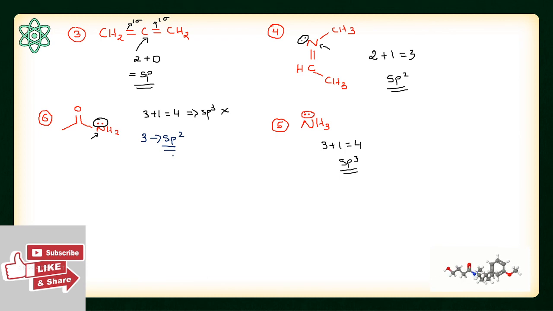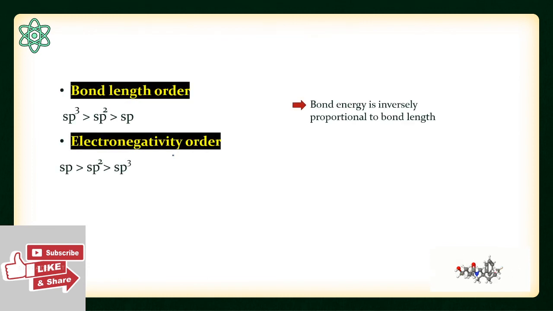So now let us look at some important points. The first point is bond length order. Bond length order, it's very important. sp hybridization forms the shortest bond. So the order of bond length is sp3 greater than sp2 greater than sp. What is the reason for bond length order to be sp3 greater than sp2 greater than sp?